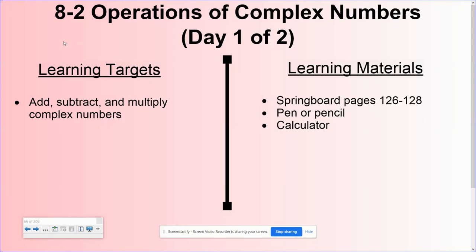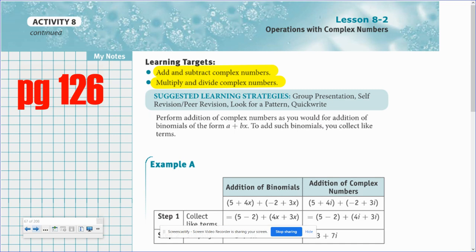All right, so our next section is activity 8, where we're going to be talking about complex numbers again. Complex numbers are imaginary numbers, so that little i. So today we're going to be doing some operations, so adding, subtracting, and multiplying complex numbers. So we're in our Springboard book, starting on page 126. You might want a pen and a calculator for today's lesson.